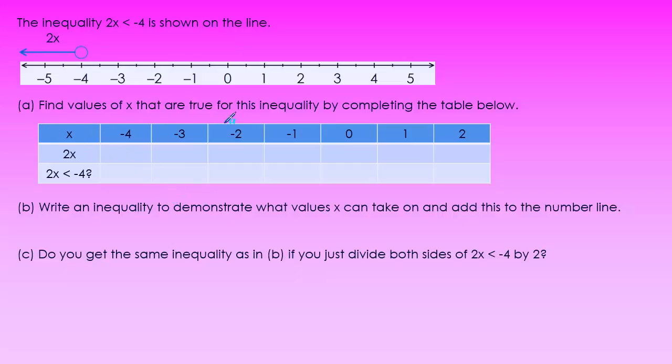Find values of x that are true for this inequality by completing the table below. So these are x values, these are 2x values. So this one here would be negative 8, then negative 6, negative 4, negative 2, 0, 2, and 4. Is 2x less than negative 4? Well, negative 8 is less than negative 4, and so is negative 6. Negative 4 is not less than negative 4, it's equal to negative 4. And then these are no's all the way up from there.